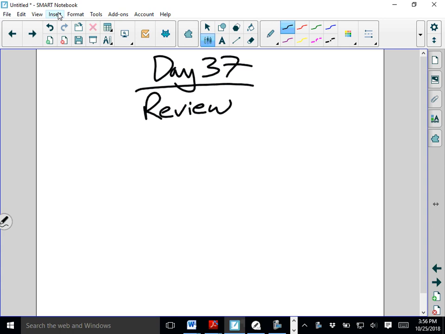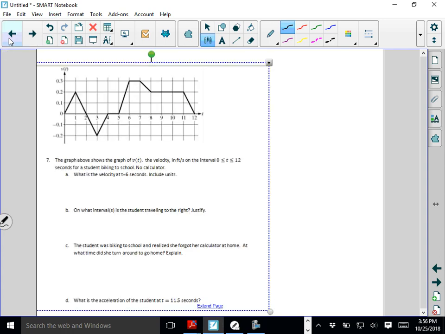So let's take a look at the second to last page in the review sheet. We have here a graph in front of us. I can tell by the y-axis that this is a velocity and time graph. It says the graph above shows the graph of v of t, the velocity in feet per second on the interval 0 to 12 seconds for a student biking to school. This is a no calculator problem.